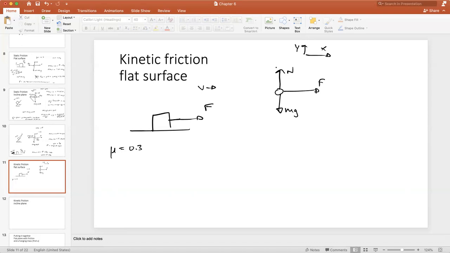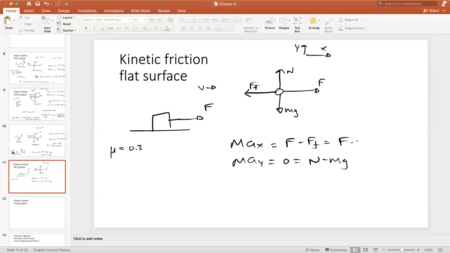Because the velocity is that way, the force of friction is that way. And so when I write my equations, m1ax and m-ay, I write 0, it still can't move off the surface, mg, and F minus F of friction, which is F minus mu n. From this equation, I see n is mg, so I get that max is F minus mu n.